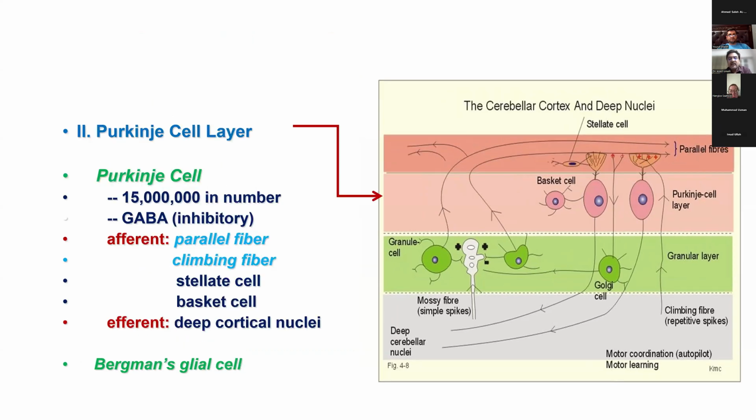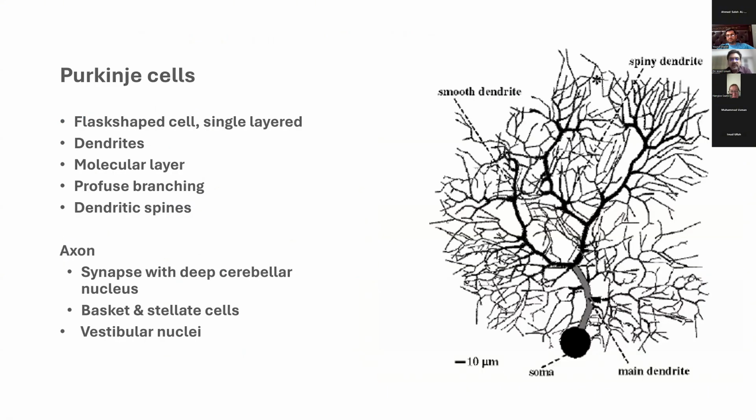Now, the second layer is the Purkinje layer. It is numerous in number, like more than 150 lakh. The main function is inhibitory. The afferent parallel fibers and the climbing fibers, stellate cells and basket cells are present. Mostly the stellate cells and the basket cells act as interneurons and connect the inner and the outer layers. So this is the diagram of the Purkinje cells. They are flask-shaped cells. They have a spicule. They have a branching pattern. They have dendritic spines.